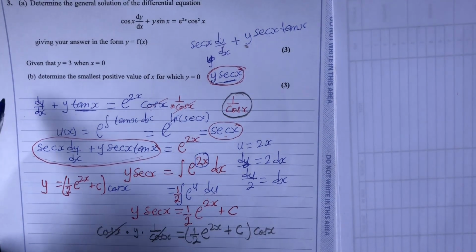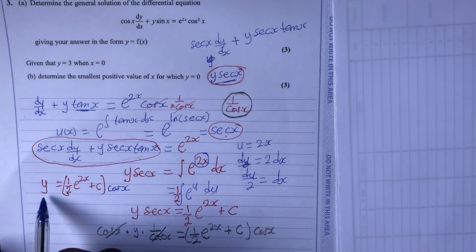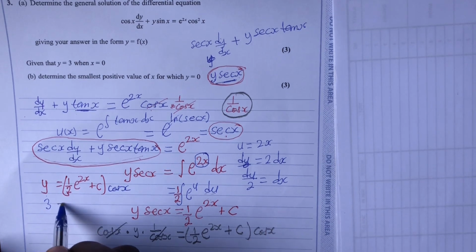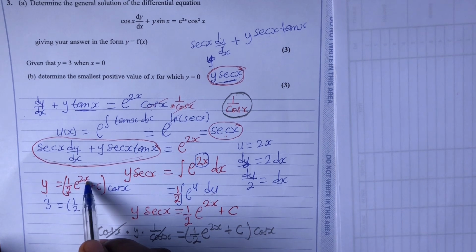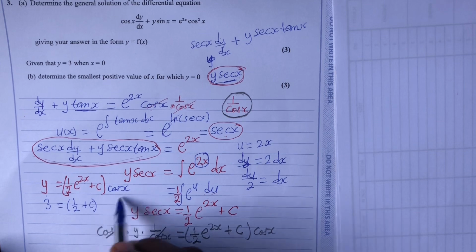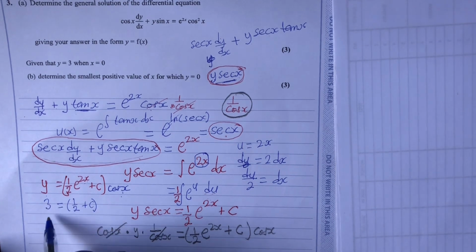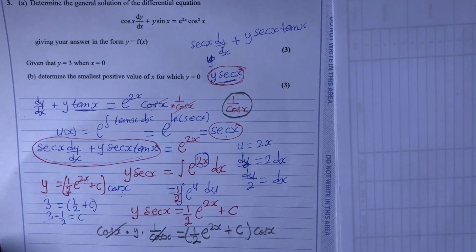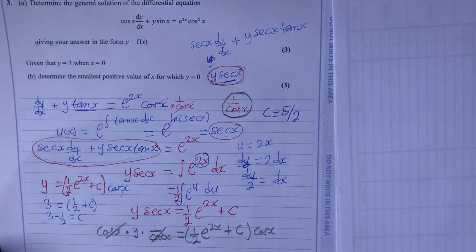Now, we've been given that y equals 3 when x equals 0. So we put 3 here, equals half of, when x is 0, 2 times 0 is 0. E power 0 is 1. So 1 times half is half, plus c. Then cosine of 0 is 1, so we multiply the whole of this by 1 and get the whole of this. So here we just take half from 3. That is 3 minus half equals c. And what is 3 minus half? We get c equals 5 out of 2.